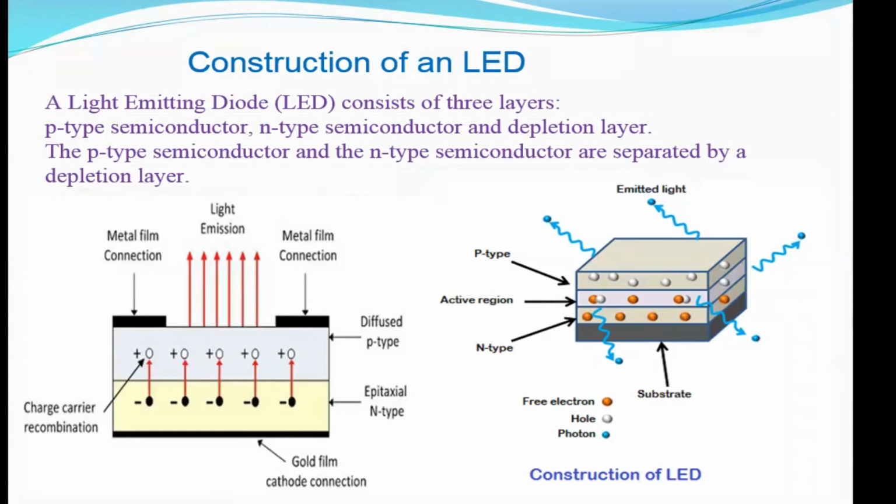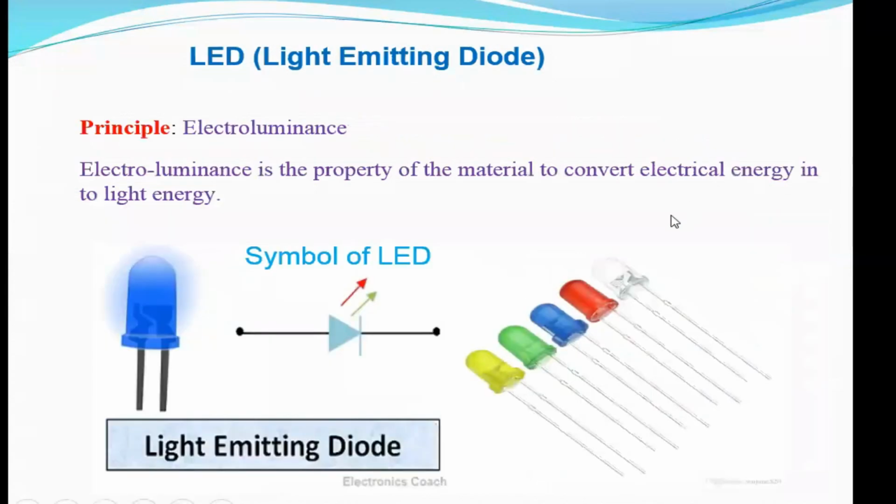So this entire structure will be placed in a tiny reflecting cap so that the light which is emitted in all the directions will be reflected towards a desired exit direction. So you can see here in our previous diagram we have this reflecting cup.